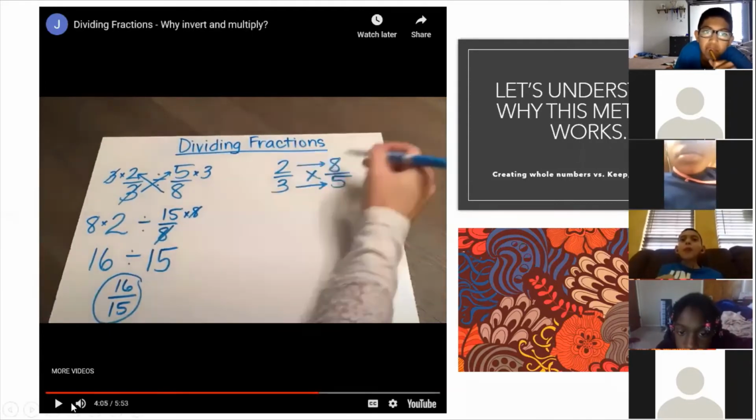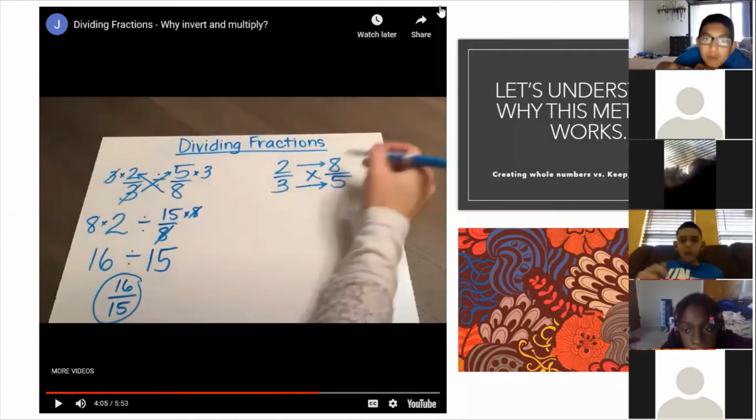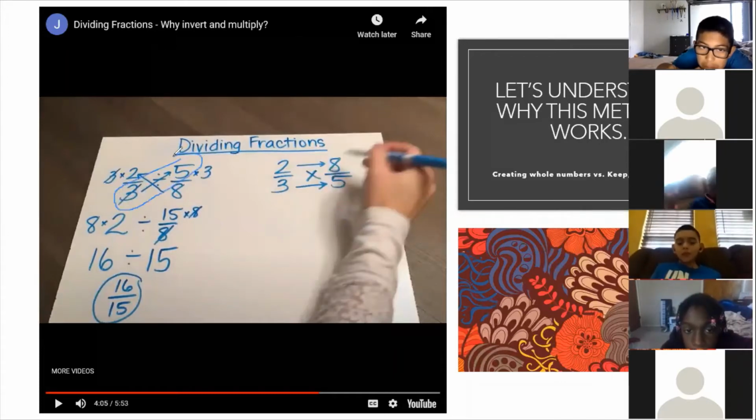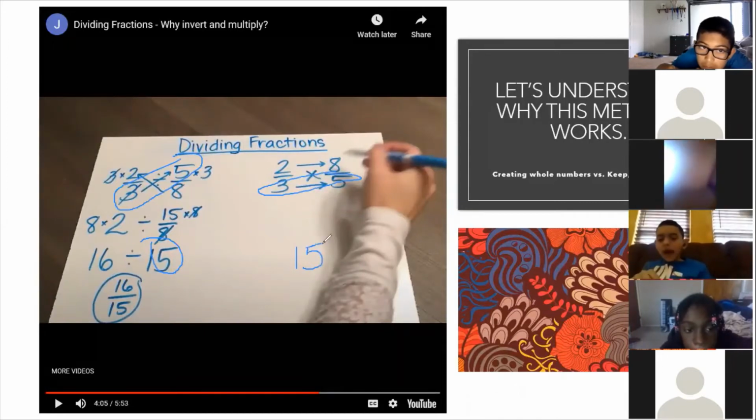How many of you have heard of the butterfly method when we talk about multiplying fractions? Good. This is what the method is. So here they are multiplying 3 and 5 to give them that 15, which is the same thing we accomplished over here. 3 times 5 is going to give us 15, right? You with me so far?